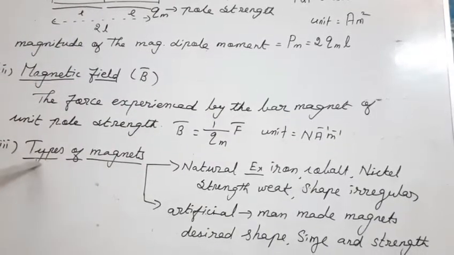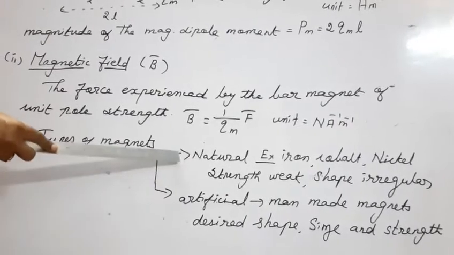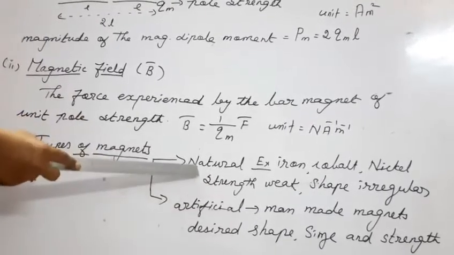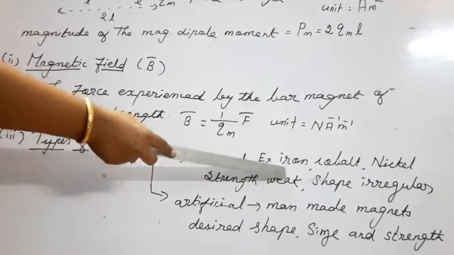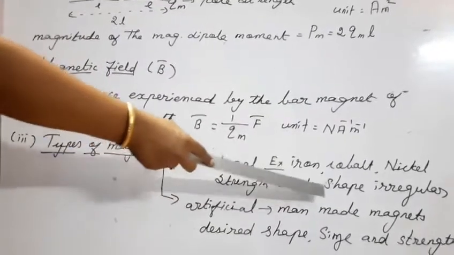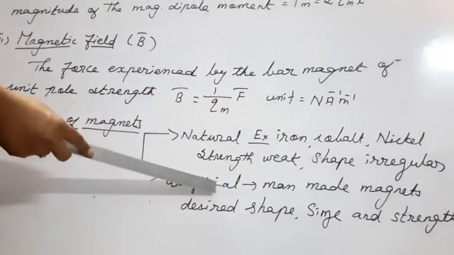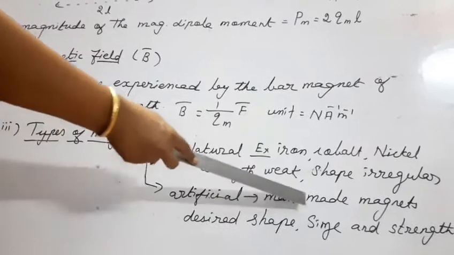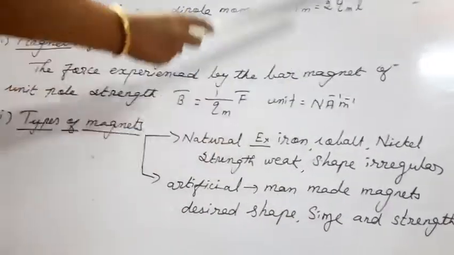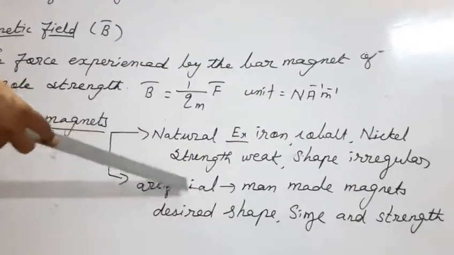Our next topic is types of magnets. Magnets are classified into two types, that is natural magnets and artificial magnets. Examples of natural magnets are iron, cobalt, nickel. The strength of the natural magnet is weak and the shape is also irregular. But in the case of artificial magnets, the man-made magnets are known as artificial magnets. They have desired shape, size and strength. If the magnet is in the shape of rectangular or cylindrical, then it is known as the bar magnet.